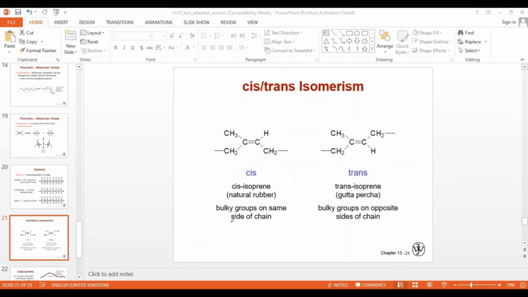Bulky groups are on the same side of the chain. If you take this particular component, this is a bulky one. Why? We don't know what is actually there, since that is a line. Since this is a line, we need to interpret that there is a kind of chain. We don't know how big it is. So this is the bulky group.